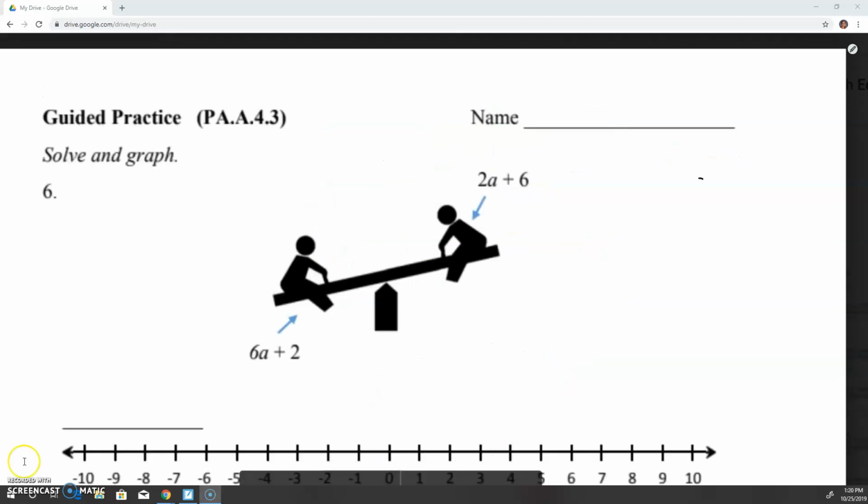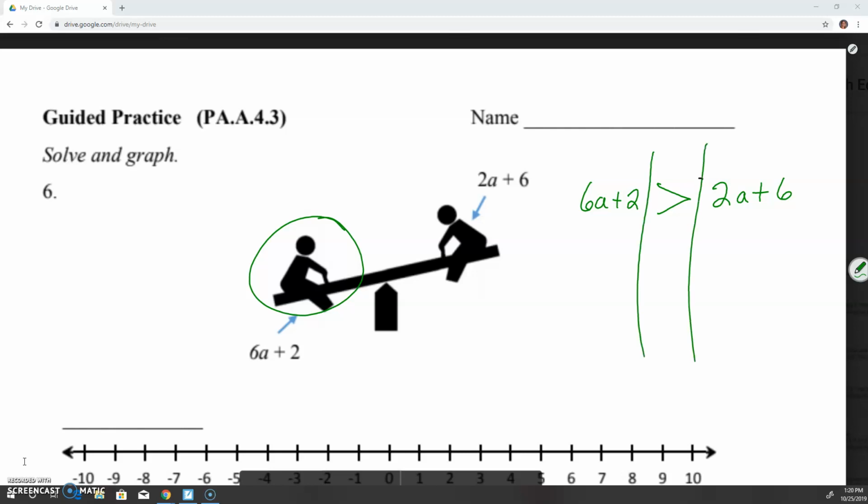Okay, so if you have a teeter-totter, the heavier person usually goes up or down? Down. So this side must be your heavier side, right? So you have 6a plus 2 as your bigger number, and 2a plus 6. When I have an inequality, which just means you have a greater than or less than sign, I want to put all my letters on the left and all my numbers on the right. So I need to put 2a on the left.